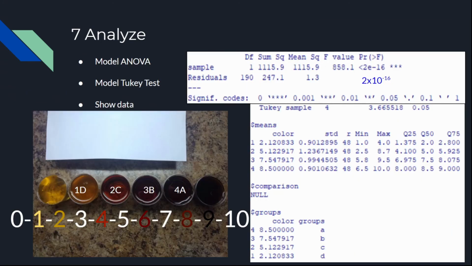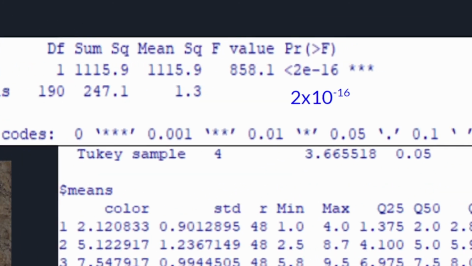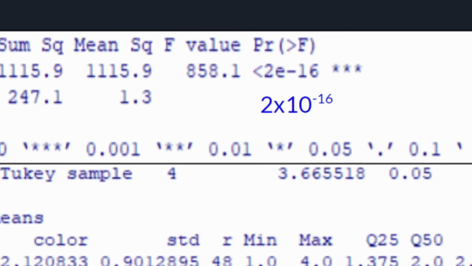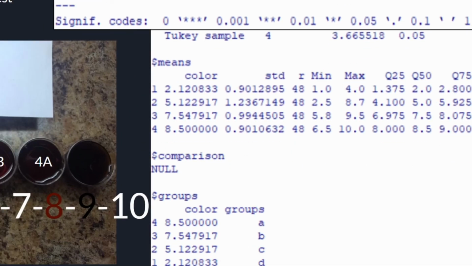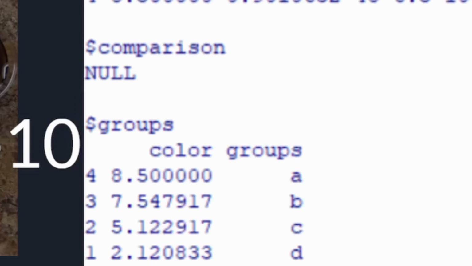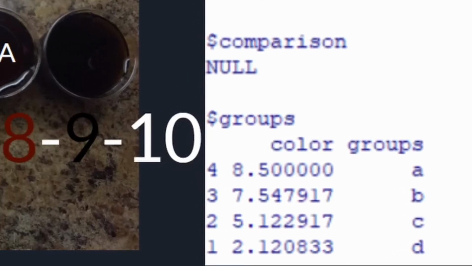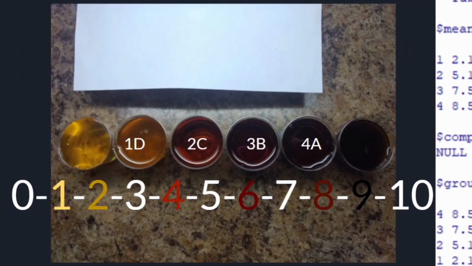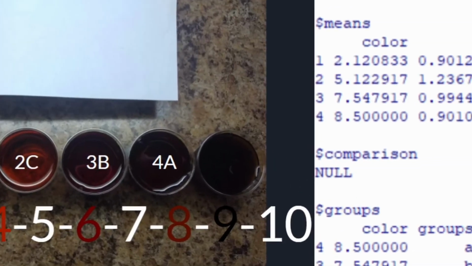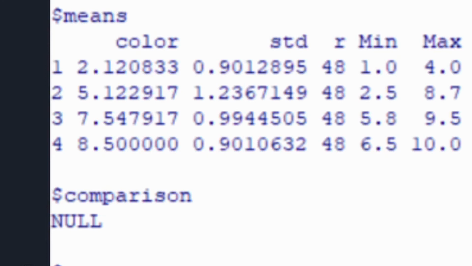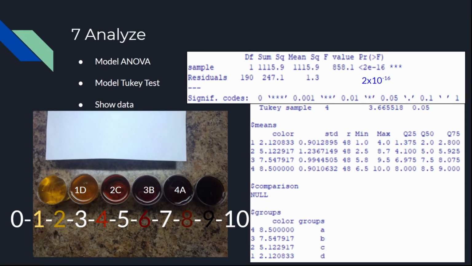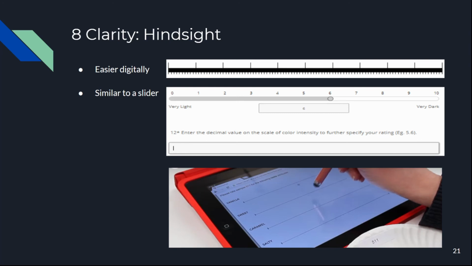So the program R did the ANOVA test. As we can see, the p-value is below 0.05, so one of the means is significantly different. A follow-up Tukey test was done, and it shows each sample was significantly different enough to deserve its own letter. We also see that the mean of each syrup was pretty close to where they matched on our defined line scale. The standard deviation shows that each sample almost went a full 0.9 decimal place over from its defined place on the line. So in hindsight, a line scale is much easier digitally.